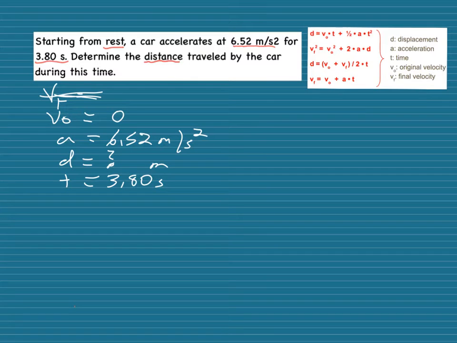Now I need to look and see what equation up here has these 3 things in it that I could use. All right, I need the equation cannot have final velocity in it or it won't work. So this one's not going to work. This one's not going to work. This one's not going to work. So only the one at the top, it's the only one I can use. So I'm going to write that down.